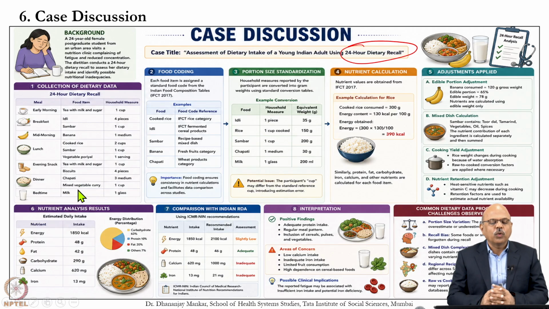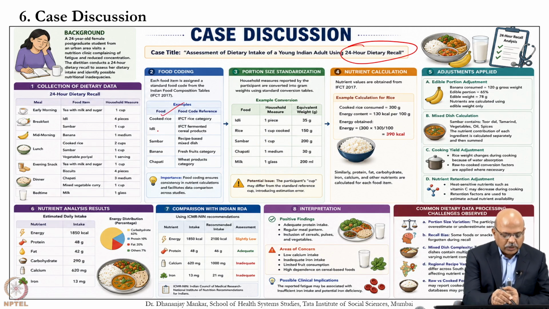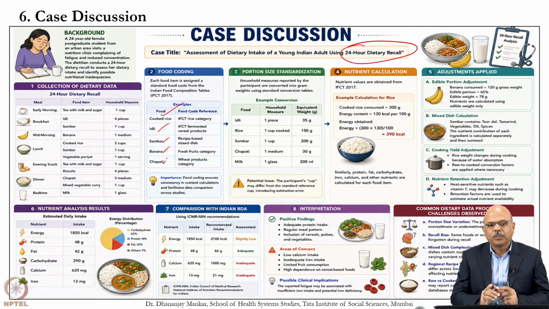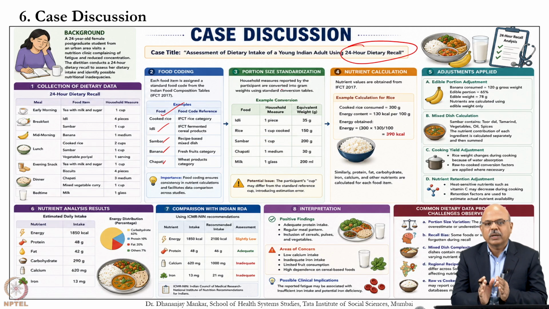So you understand the food coding: each of the food items is assigned a standard food code from the IFCT. That is cooked rice; IFCT categories are given for idli, sambar, banana and chapati also. Food coding ensures consistency in the nutrient calculation and facilitates data comparison across the study. Portion size standardization is moving towards the measurement reported by the participant, because reporting is very important here, like how it is being converted into grams using standard measures.